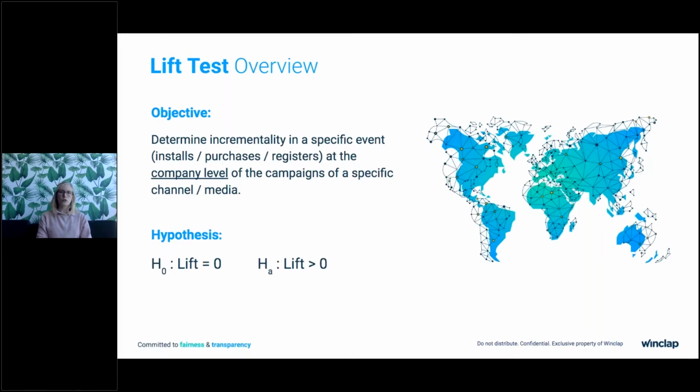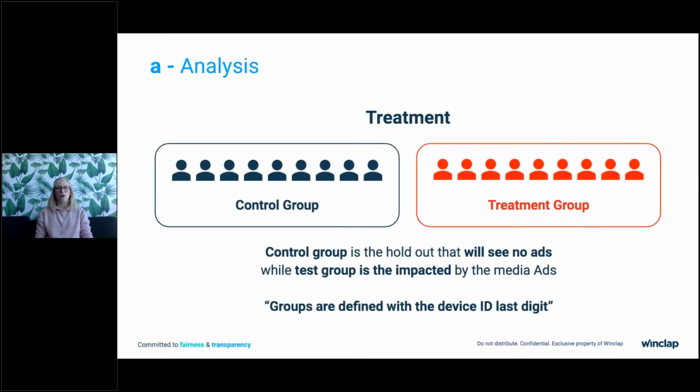First of all, what we're trying to do with this kind of test, we want to know if we have a lift equal to 0, that would mean that the campaign is not giving you any incremental users or events. And the hypothesis we want to try is that one. And then we are going to have a second hypothesis, that is if the lift is higher than 0.